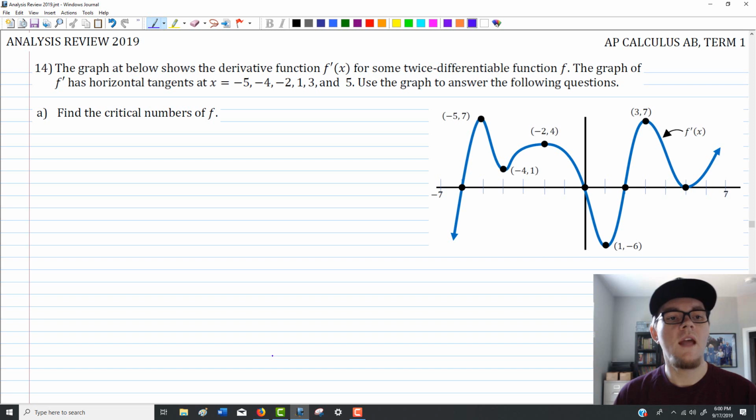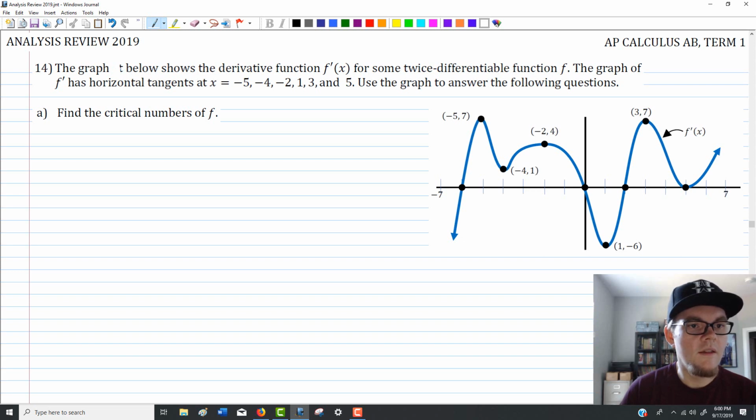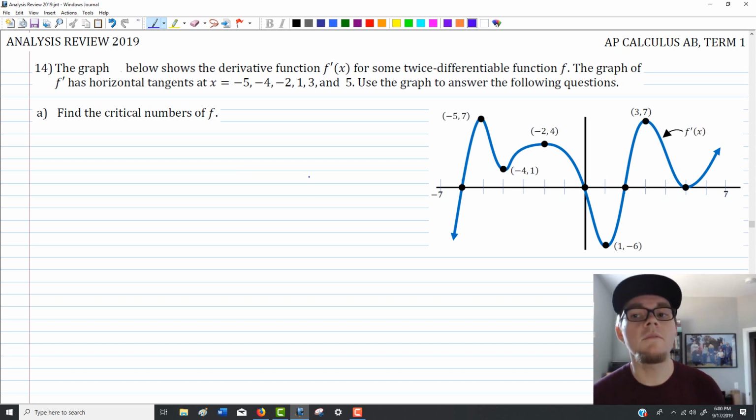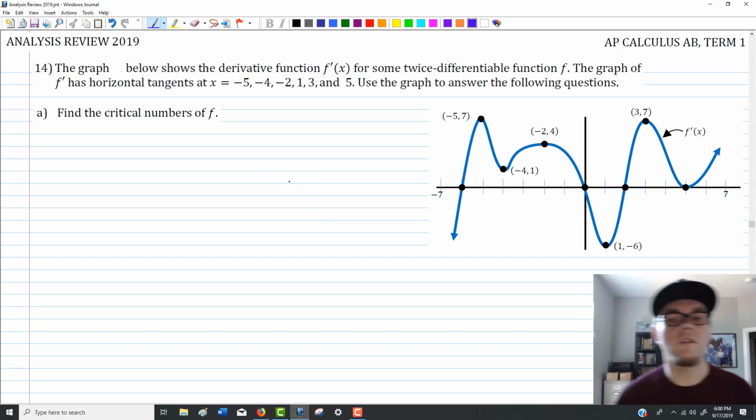So here we go. So in 14, what do we have? It says the graph below. The graph below shows the derivative function f prime of x for some twice differentiable function f. So we know f is twice differentiable. So in other words, f prime should be differentiable and continuous as well as would it be f. It also says graph of f has horizontal tangents at -5, -4, -2, 1, 3, and 5.